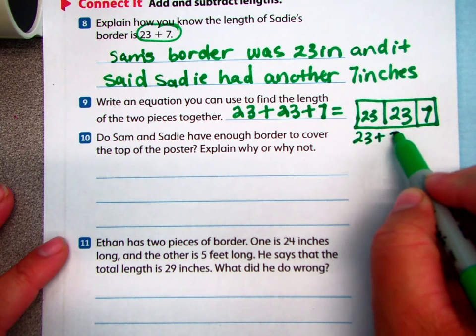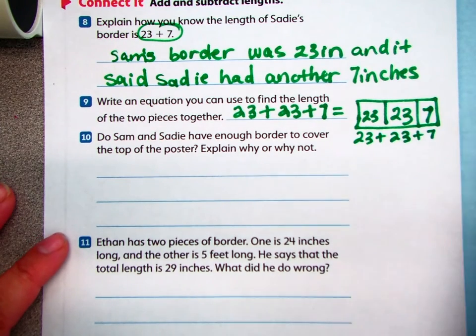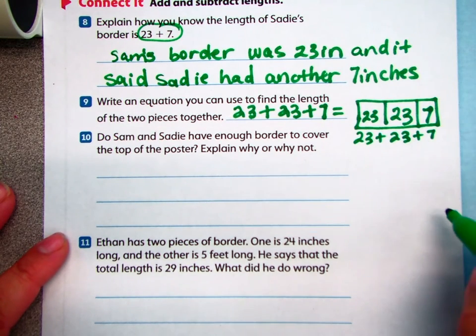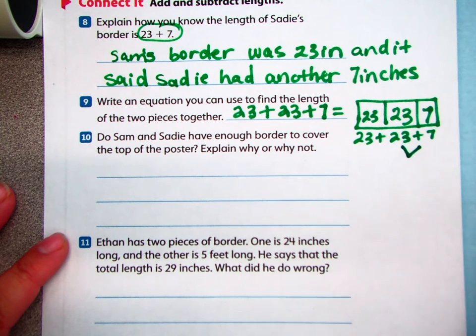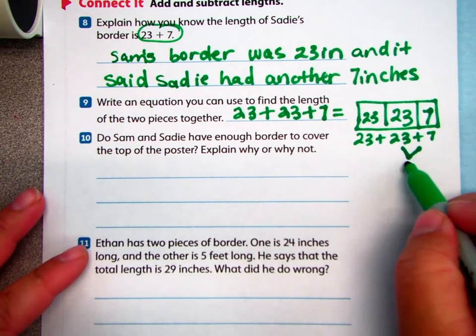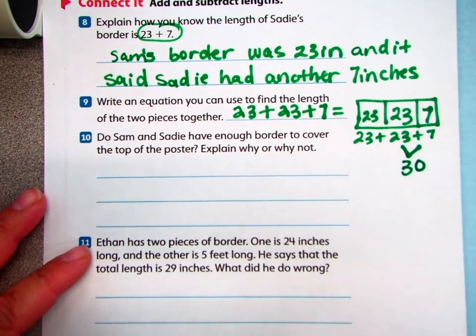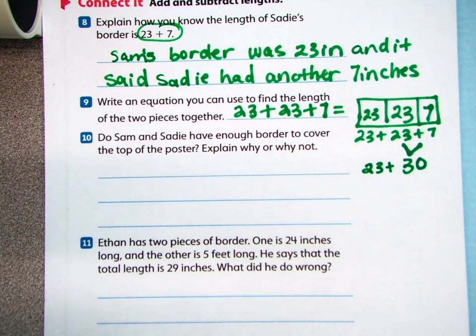23 plus 23 plus 7. Well, I want to make a 10 first. I want to see if there's any numbers in this problem that if I add them together, it would give me an even flat number. Well, 23 plus 7 would, because if I take 23, 24, 25, 26, 27, 28, 29, 30, count forward 7, it'll give me 30. And then I'm left with 23 plus 30. Alright, to get my answer.